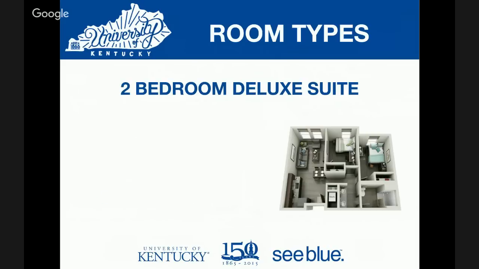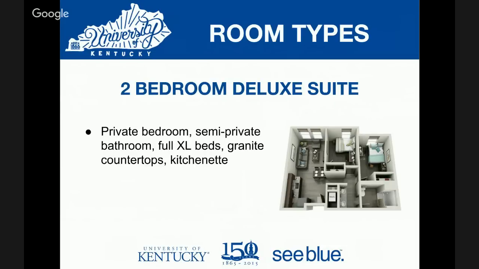Our last room type is the 2-bedroom deluxe suite, which is a brand new room type that we're going to have on campus this coming fall. It's going to have 2 bedrooms, semi-private bathroom, full extra long beds, granite countertops in that kitchenette. So if you're referencing back to that 4-bedroom suite, the 2-bedroom deluxe is basically the 4-bedroom suite cut in half. So it's going to be you and a roommate sharing those spaces. That is just located in Limestone Park 2 and around $4,700 a semester.